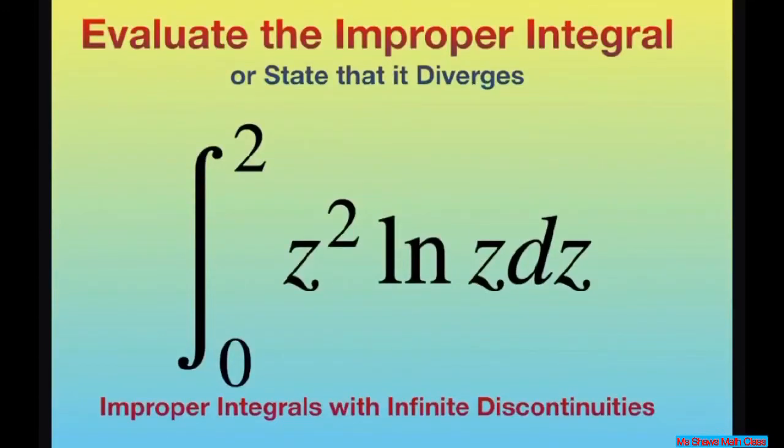Everyone, we're going to evaluate the improper integral or state that it diverges. From 0 to 2, we have z squared times ln of z dz. Now, this is an improper integral because ln of 0 is not defined. So we have a function that is continuous on (0, 2], with an infinite discontinuity at z equals 0.